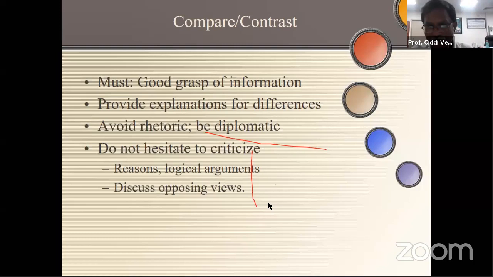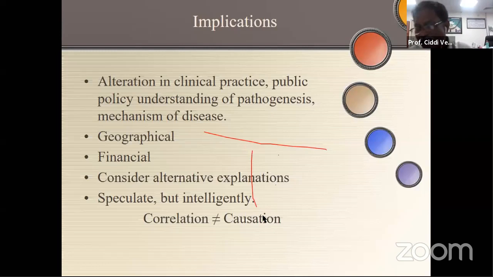Now, what are the implications? Is it going to alter any clinical practice? The public policy, understanding of pathogenesis will be different, mechanism is different, geographical aspects are different, and financial implications, speculative, intelligent, all these are implications of the study, which you can put there.